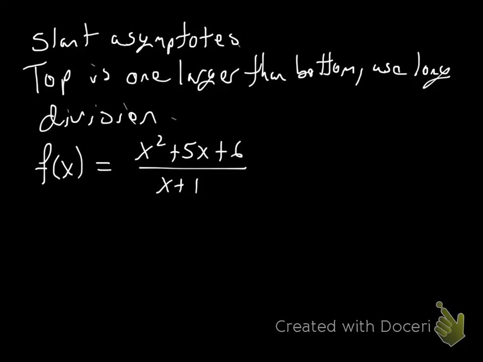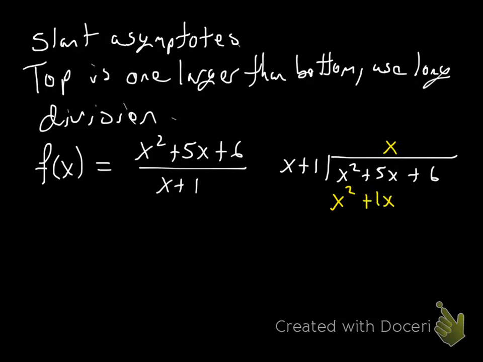So for this example here, the x plus 1 is linear, so we could use synthetic division, but we'll just use regular long division. So the divisor is x plus 1, and the dividend is the x squared plus 5x plus 6. And we'll go ahead and do normal long division. X times x will give us the x squared, and then we'll multiply the 1 times the x, and that'll give us a 1x. We'll go ahead and subtract, and we get 4x and bring down the 6.